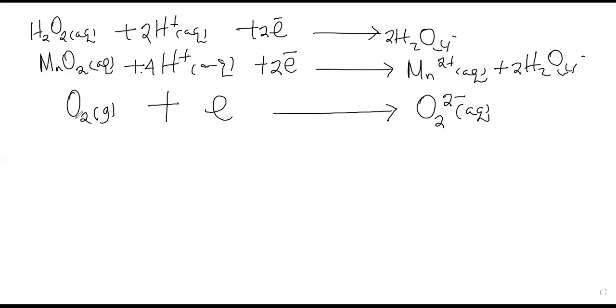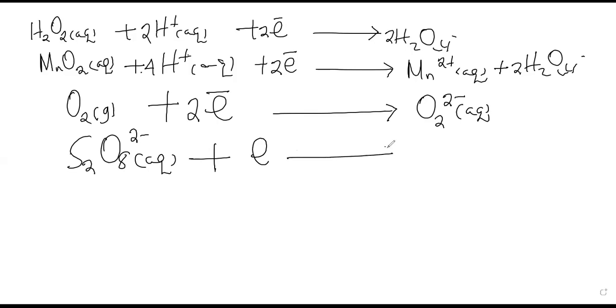Oxygen is 2. No charge on this side, but on this side we have negative 2. So here I will put 2 negative so that they are the same. Then we have a persulfate, or peroxodisulfate, S2O8 2-. It is a peroxodisulfate ion. It is not acidified.